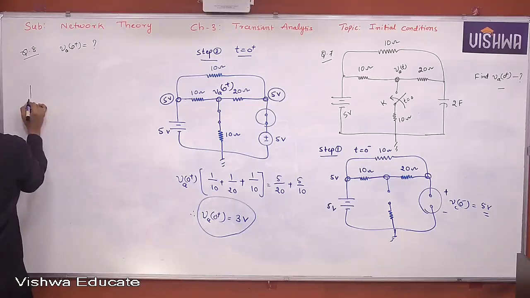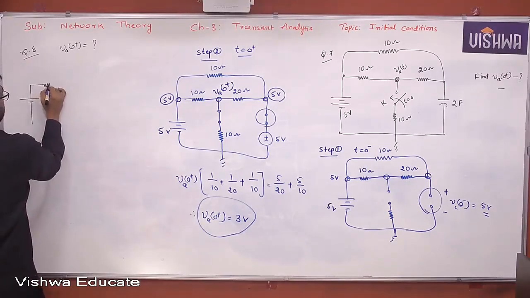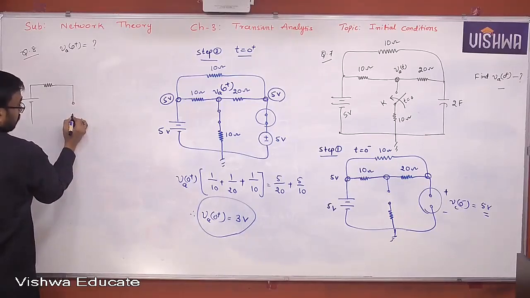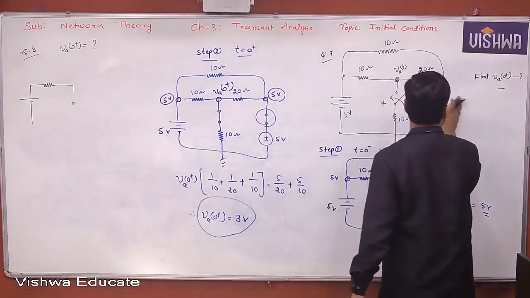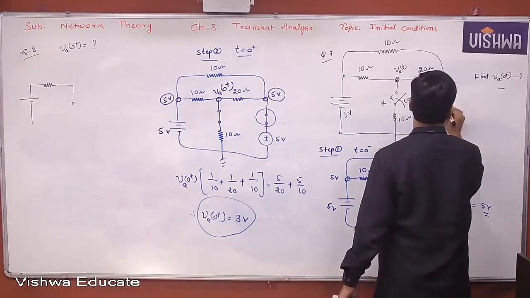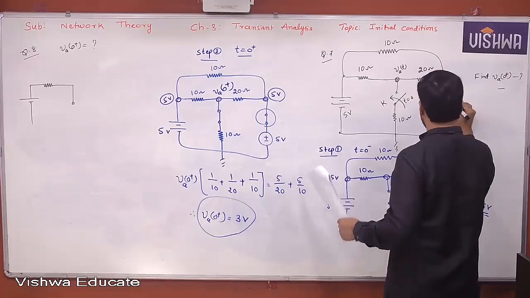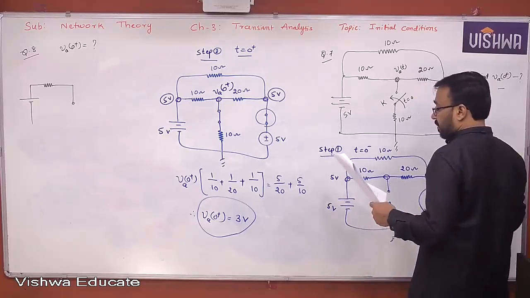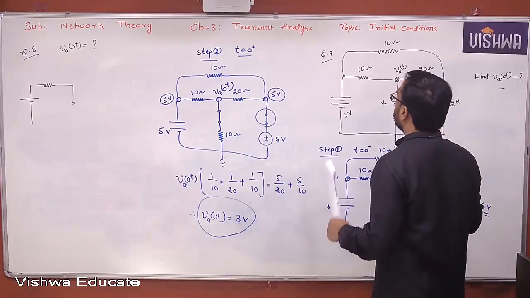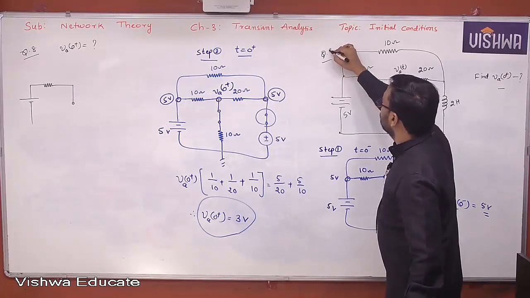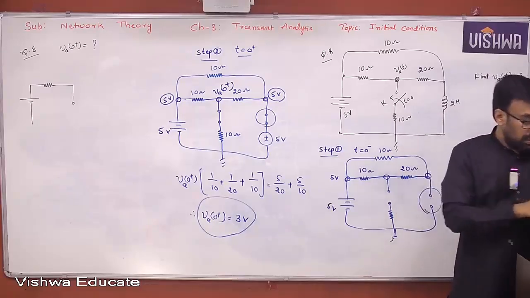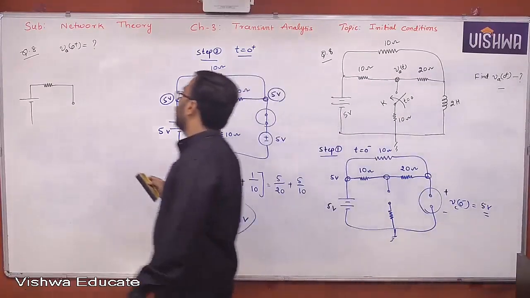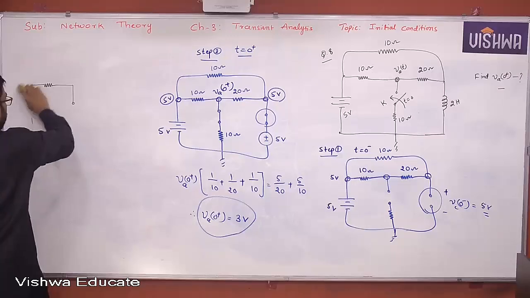Same problem with the capacitor replaced by an inductor. Let us see what will happen. Capacitor replaced by inductor, 2 Henry. Everything same. Question number 8. Same problem. VA of 0 plus.